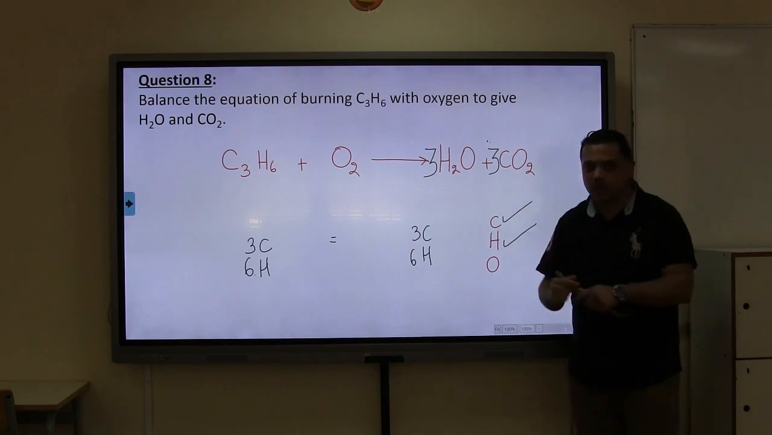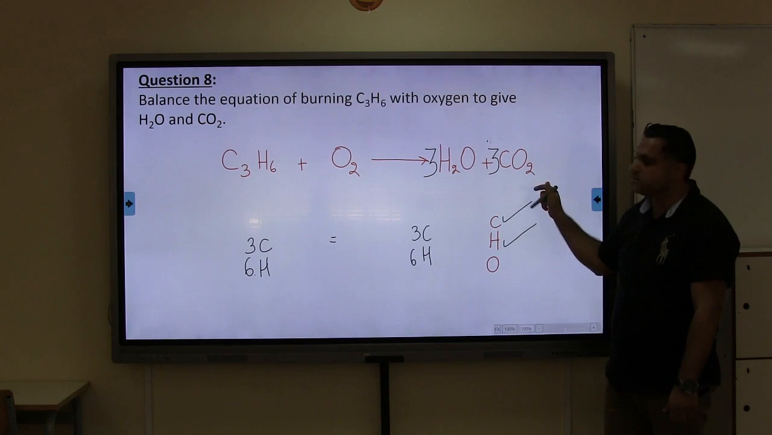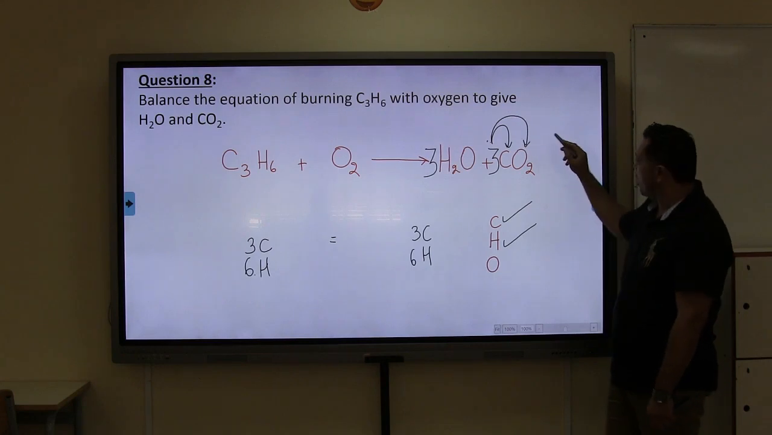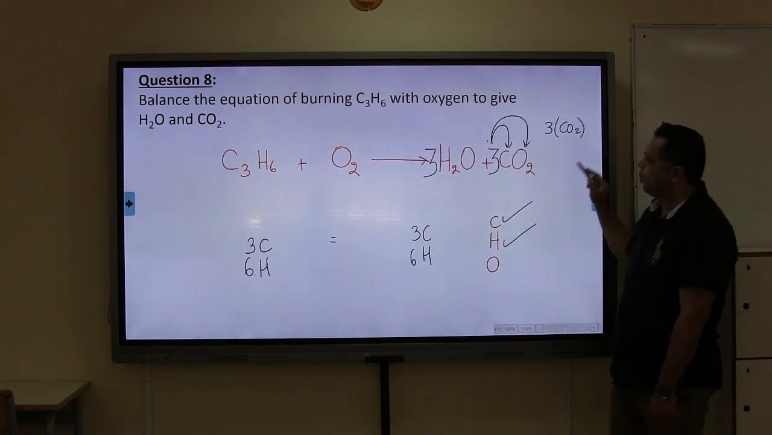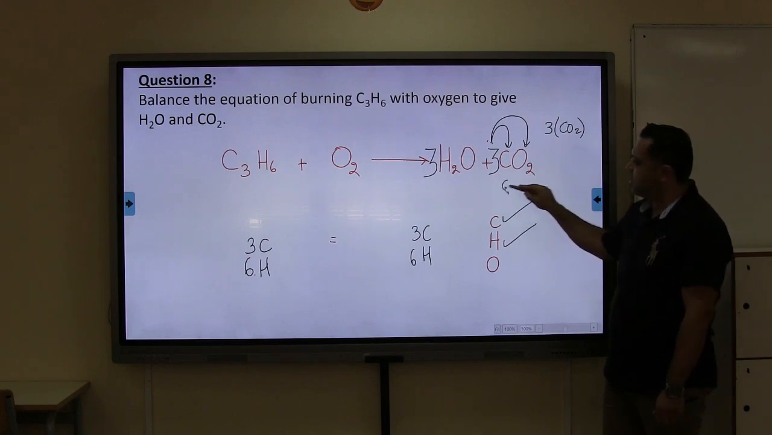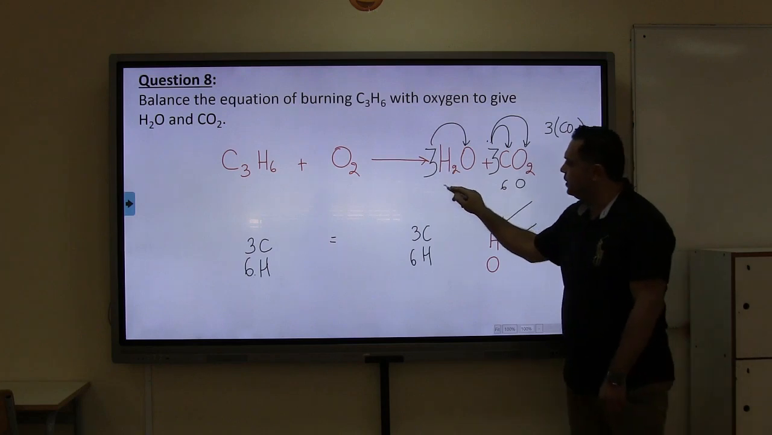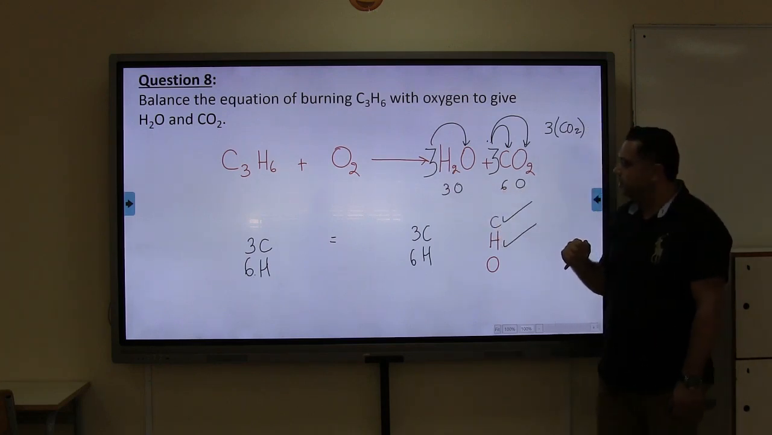CO2 has 2 oxygen atoms in every 1 molecule. But in 3 molecules, this 3 belongs to the C, and this 3 belongs to the O2, to the oxygen. So as if I have 3 in brackets and then CO2 inside. This 3 will be for both. So I have 6 oxygens here, and here 3 times 1, I have 3 oxygens. So 6 and 3, it will be 9.